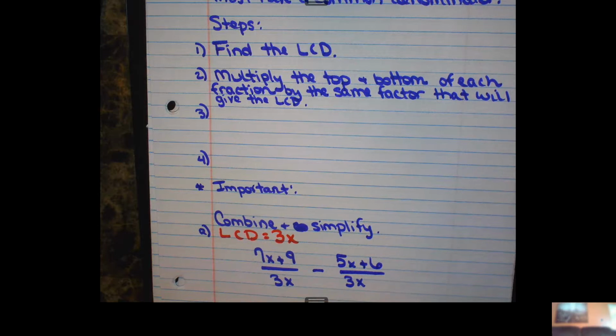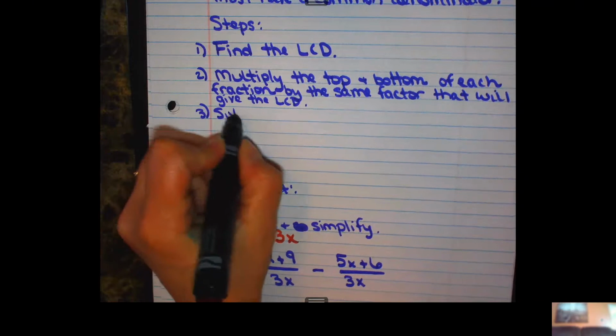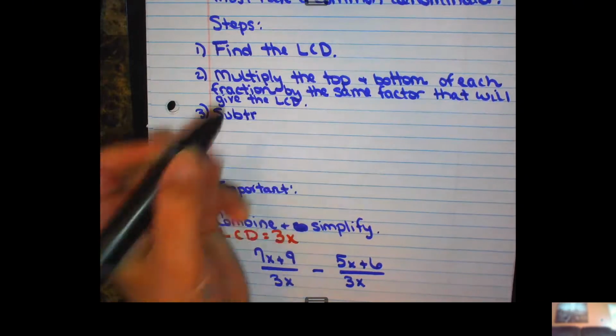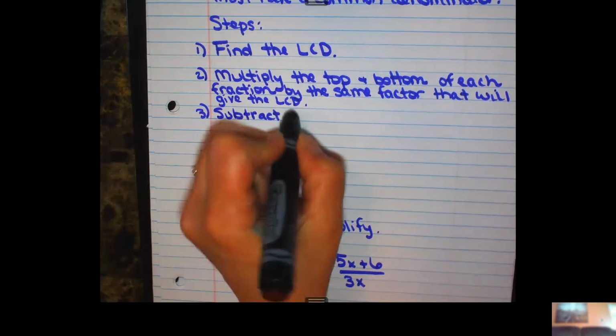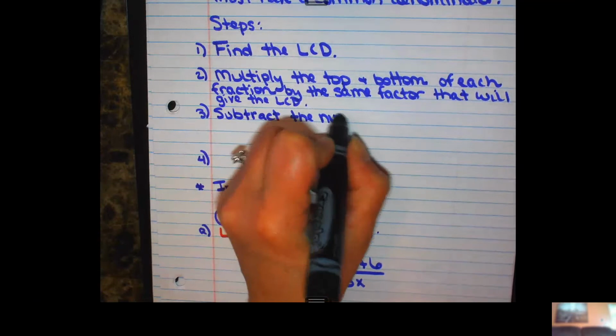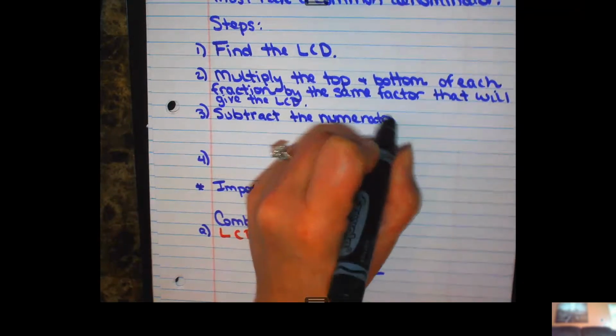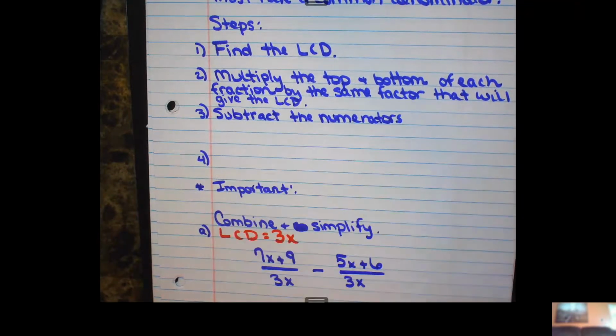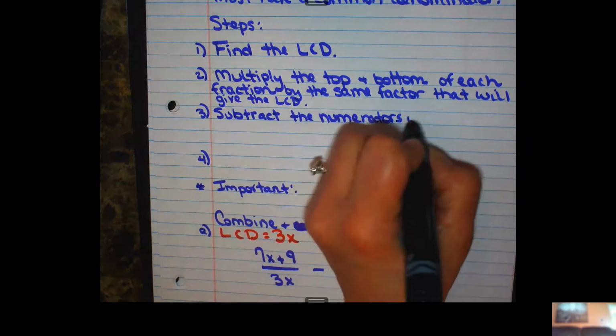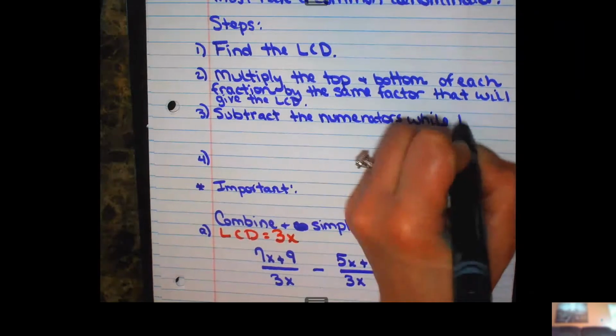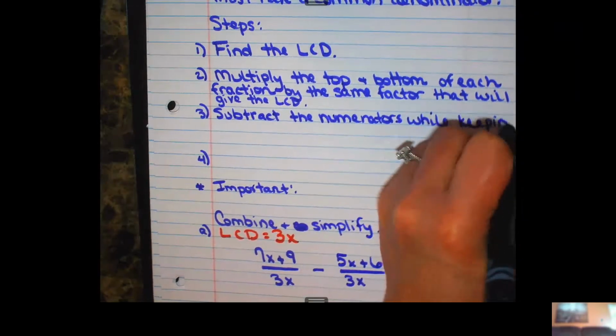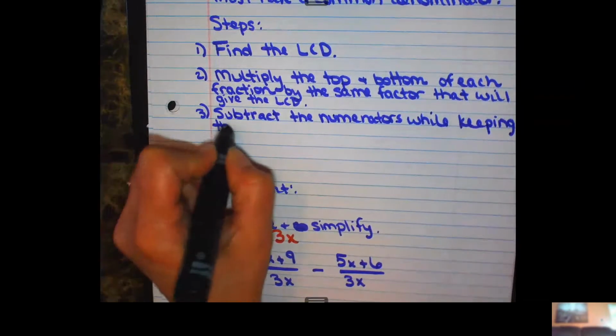Step 3, subtract the numerators. So you can write subtract the numerators. You can abbreviate this. Subtract the numerators while keeping the denominators the same.